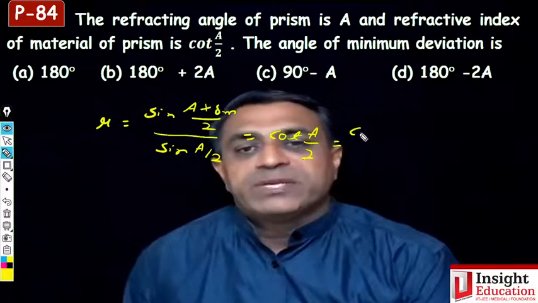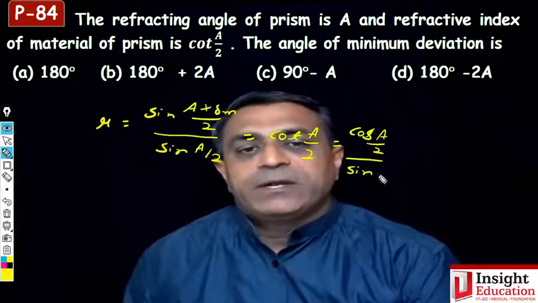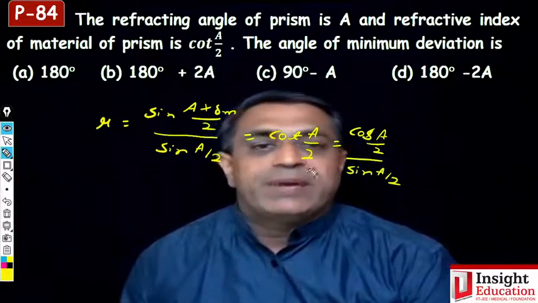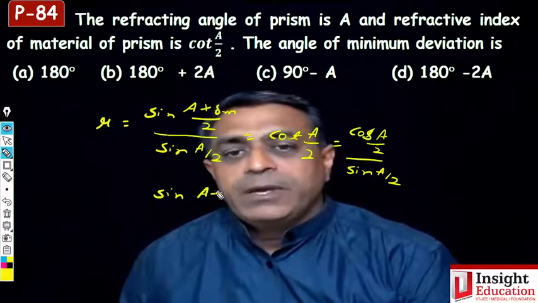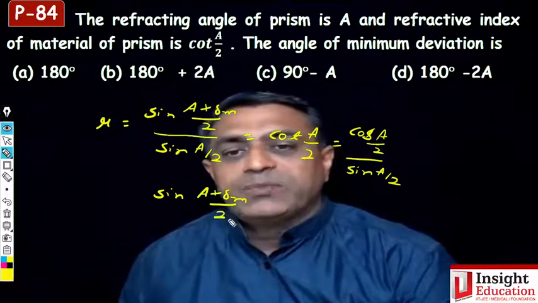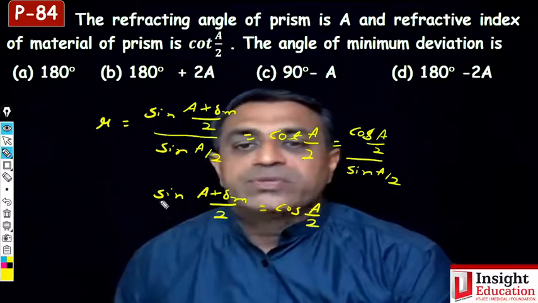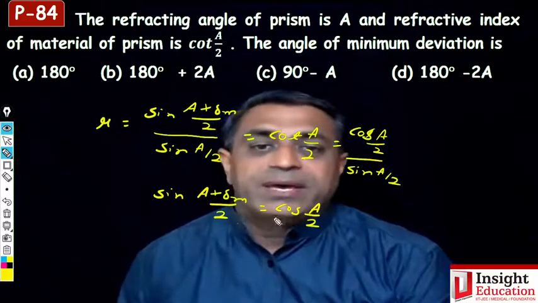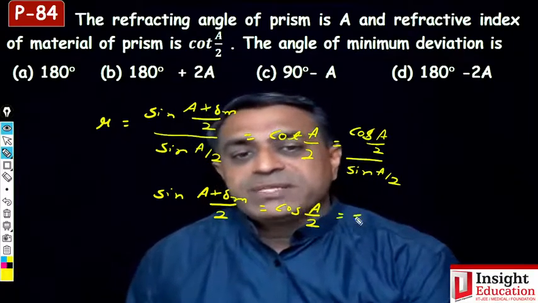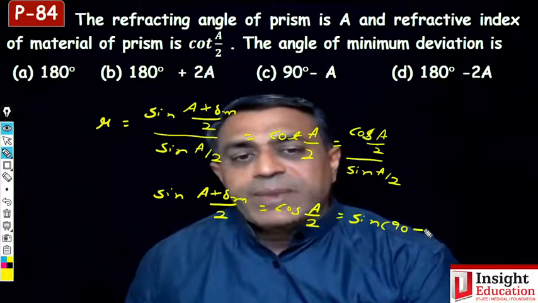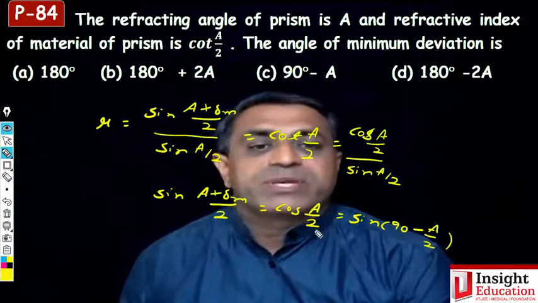So cot A by 2 is cos A by 2 upon sine A by 2. So sine A by 2, sine A by 2 cancel. So I can say sine of (A plus delta M) by 2 is equal to cos A by 2. If I want to remove the sine, then I have to replace this cos with sine. So cos A by 2 is sine of (90 minus A by 2). So sine of (90 minus A by 2) is cos A by 2.